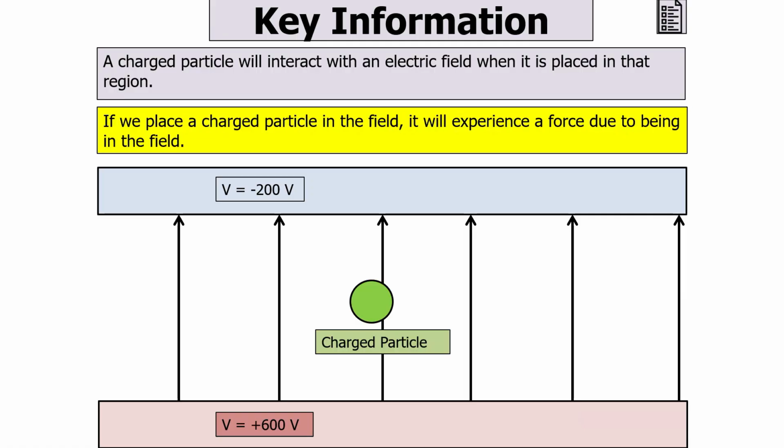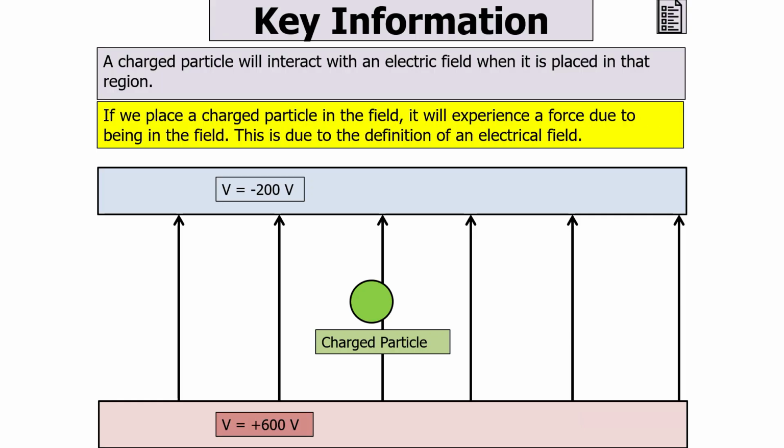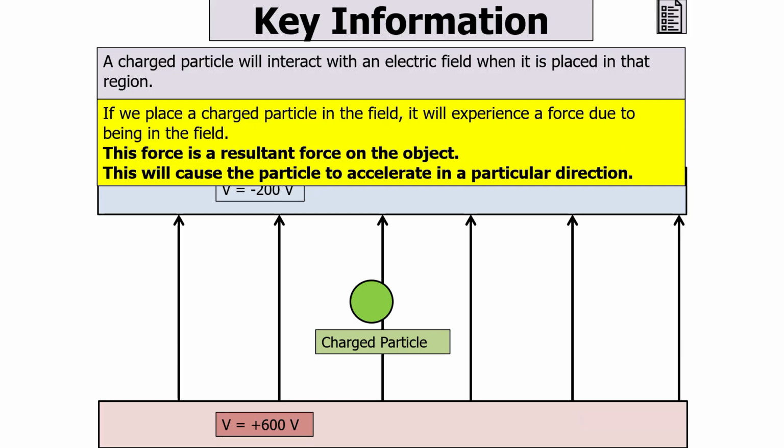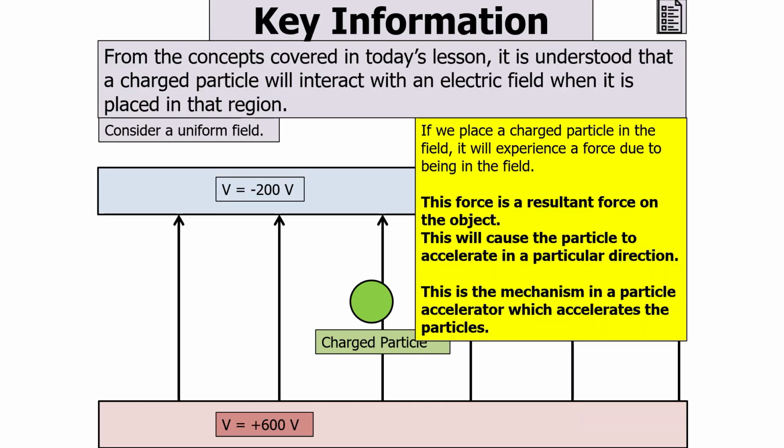Now if we place a charged particle in the field, it will experience a force due to being in that field. This is due to the definition of an electrical field. Now the magnitude of the force can be calculated using the electrical field strength equations. This force is also a resultant force, so will cause the particle to accelerate in a particular direction. So this is the mechanism which allows a particle accelerator to accelerate particles.